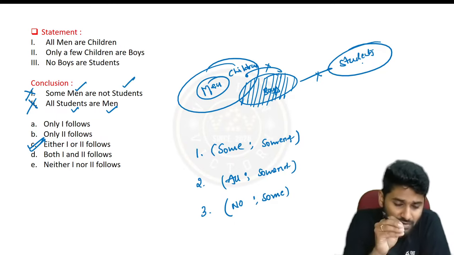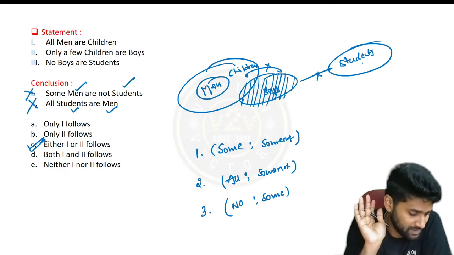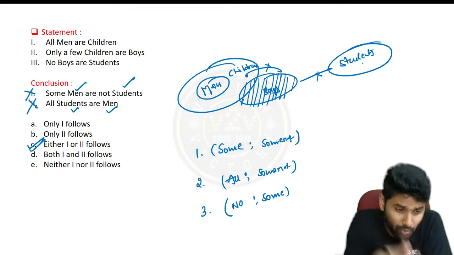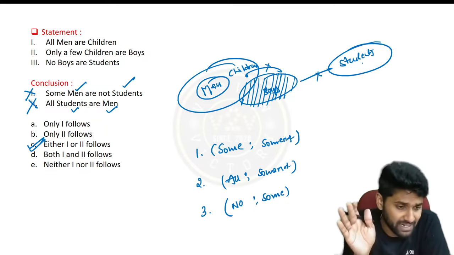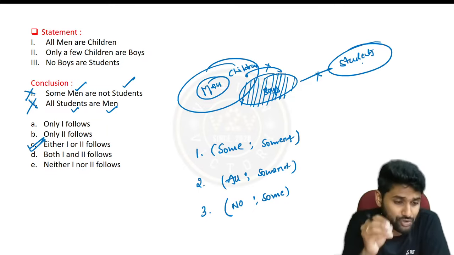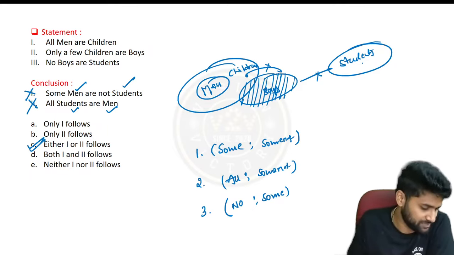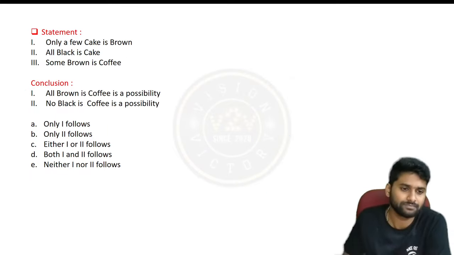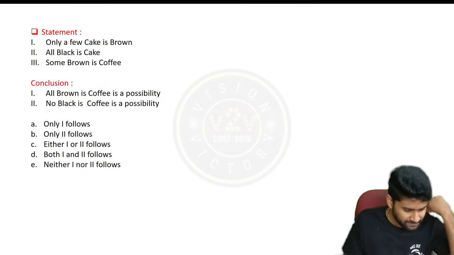If you choose neither nor, you are going to lose your mark, guys. So you verify exactly. If you get both wrong, most of the students think that it's neither nor or none follows. But you should verify the complementary pair concept. So complementary pair is all about either or. Go on to the next question.